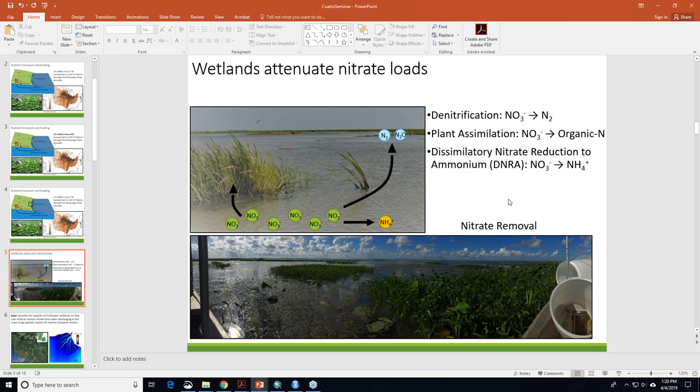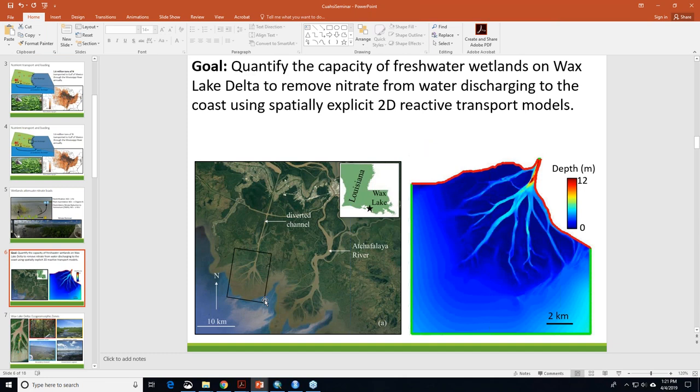So throughout the talk, I'll be talking about nitrate removal, where I'm not looking at any of these processes individually, but the cumulative effect of all of these different processes. So again, I'm looking at Waxlick Delta, which is in the Gulf of Mexico. It's just west of the Atchafalaya Delta. Waxlick Delta began forming about 60 years ago after a channel from the Atchafalaya River was dredged. And I'll be using spatially explicit 2D reactive transport models. I'm working with Doug Edmonds and Elizabeth Oliver at Indiana University, and they've come up with a flow model of Waxlick Delta using a DEM.